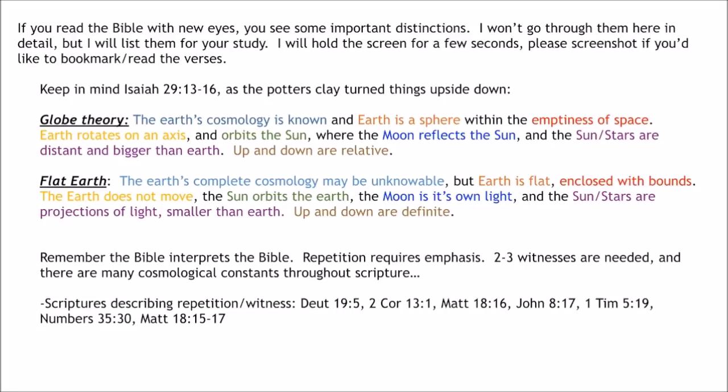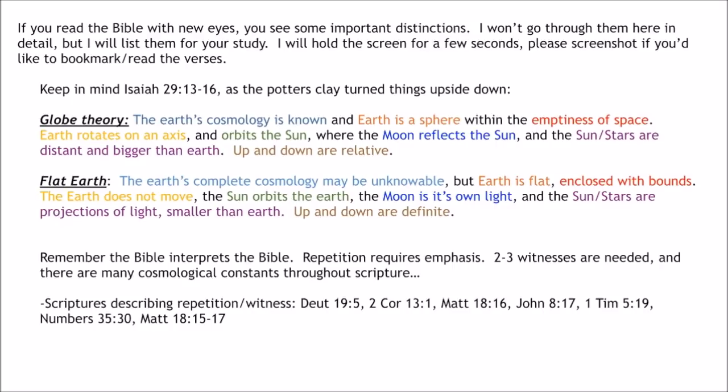Within globe theory, the Earth's cosmology is known, and the Earth is a sphere within the emptiness of space. Earth rotates on an axis and orbits the sun, where the moon reflects the sun, and the sun and stars are distant and bigger than Earth. Up and down are relative. Within a flat cosmology, the Earth's complete cosmology may be unknowable, but Earth is flat, enclosed with bounds. The Earth does not move. The sun orbits the Earth. The moon is its own light, and the sun and stars are projections of light, smaller than Earth, and up and down are definite.